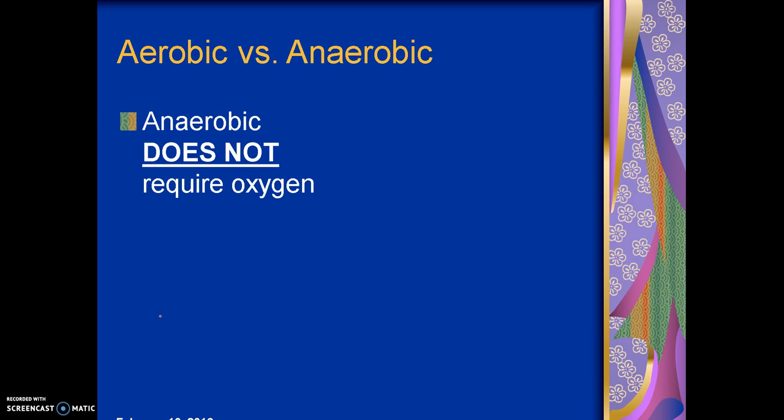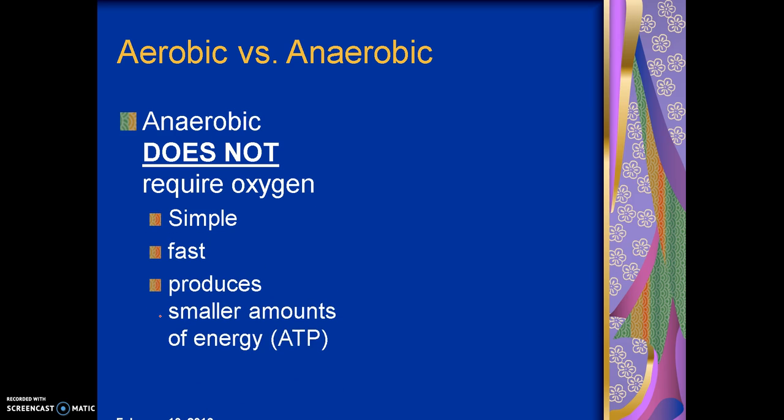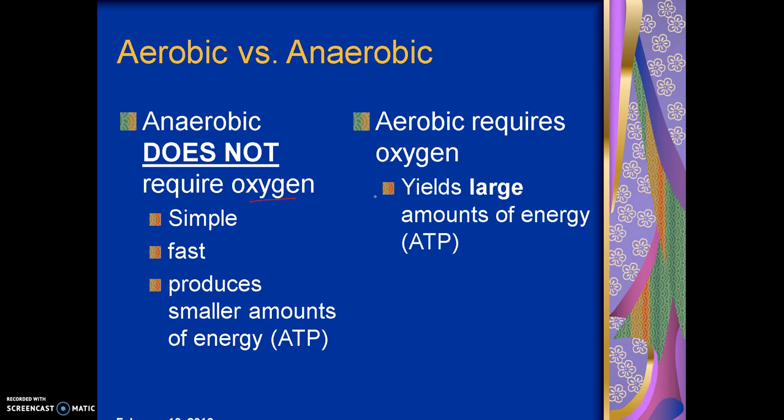I wanted to also quickly mention that if there is no oxygen, then you end up with something called anaerobic respiration, which does not require oxygen. Anaerobic respiration is very simple, it's very fast, but produces small amounts of ATP. Whereas with aerobic respiration, which requires oxygen, you'll end up with a large amount of ATP, and that's why we are aerobes, because we use oxygen.